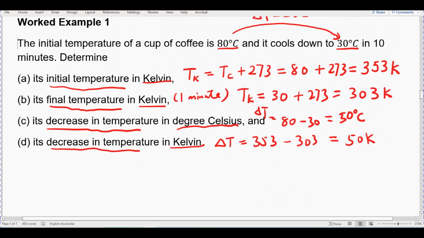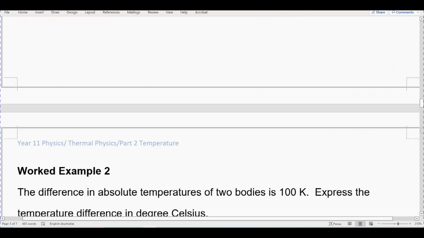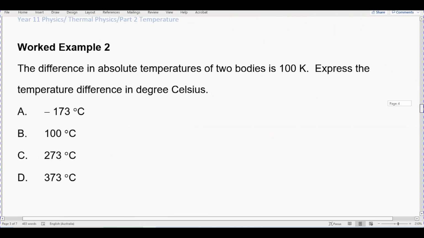So if you are really clear about this idea, then you don't need to do 353 take away 303. You can just write out, because the change in temperature is 50 degrees Celsius, then in Kelvin it should also be 50K, right? Just remember, when you are doing change in temperature, you don't need to use the conversion formula.